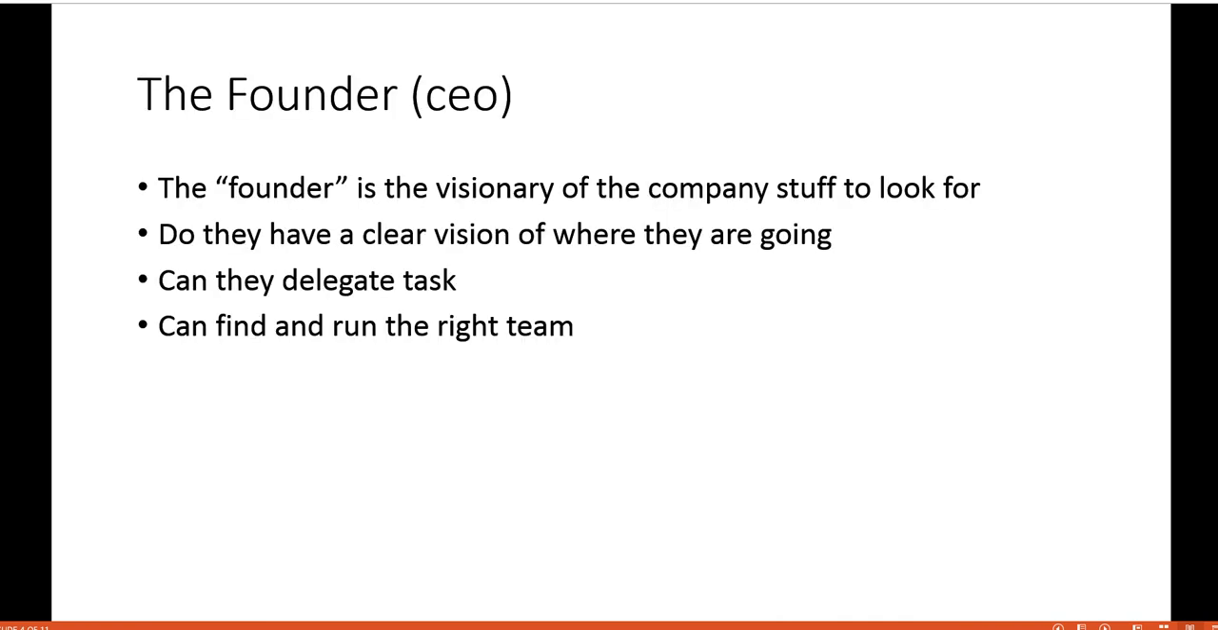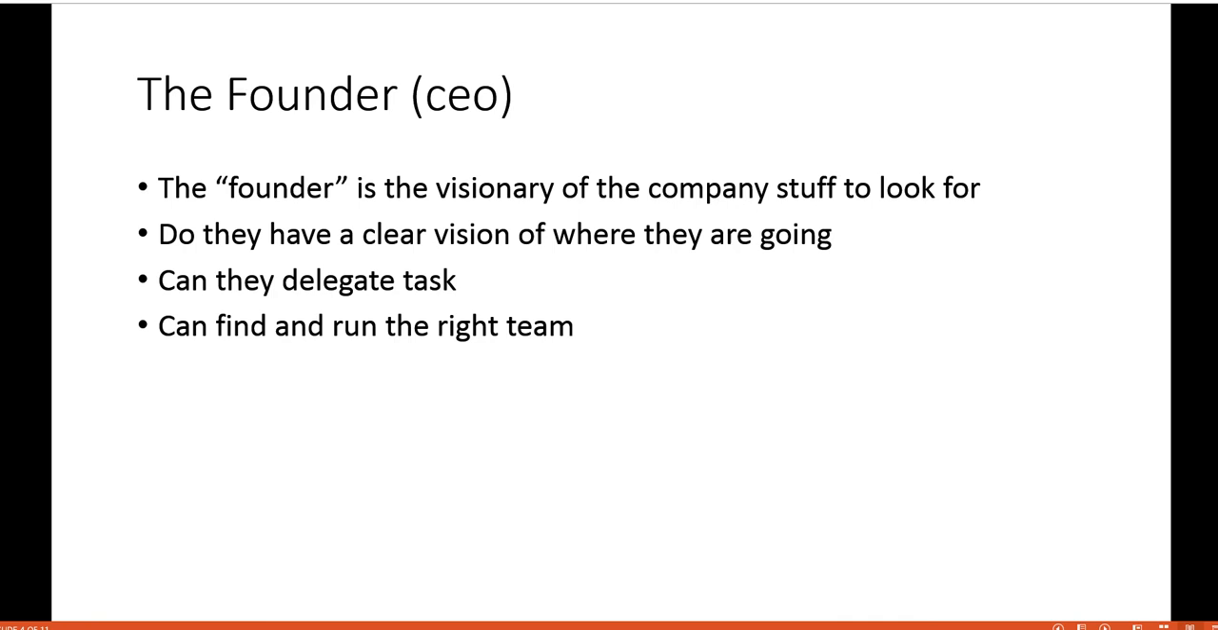So the founder, right, the CEO. Sometimes they use CEO, sometimes they're not the CEO. They're the visionary of the company, right? They're trying to make their vision happen. So you want to see if they have a clear vision of where they are going.